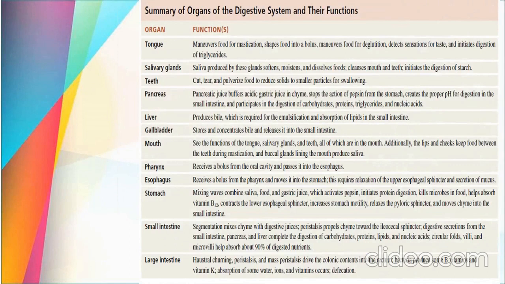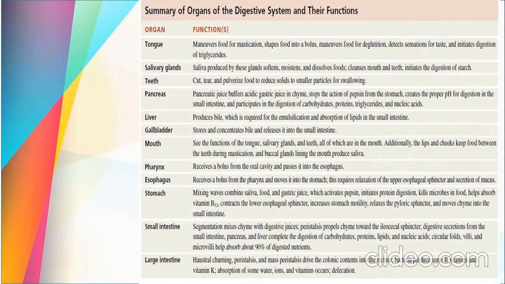Now the stomach, which is responsible for mixing of the food. Mixing waves combine saliva, food and gastric juice, which activates pepsin, initiates protein digestion, kills the microbes in food, helps to absorb vitamin B12, contracts the lower esophageal sphincter, increases stomach motility, relaxes the pyloric sphincter and moves the chyme into the small intestine.